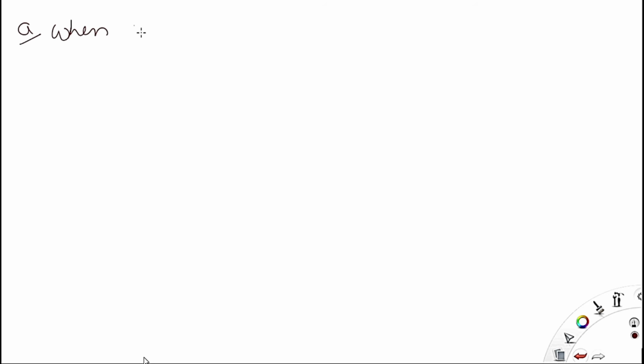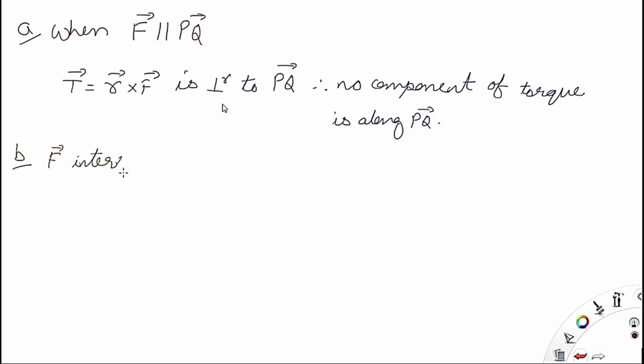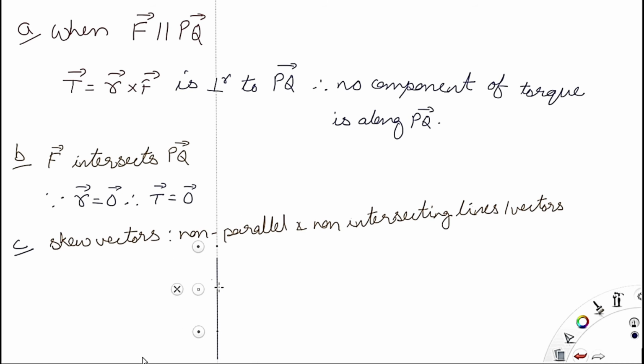Now when force is parallel to the axis of rotation, then torque is equal to the same, R into F. R is the perpendicular distance between axis of rotation and F. So in that case, there is no component of torque along the axis of rotation, because the torque is perpendicular to PQ, so no component along the axis of rotation. When F intersects the axis of rotation, the perpendicular distance is equal to 0. That's why the torque given by that kind of force is equal to 0.